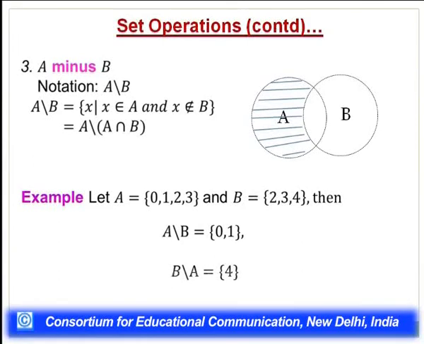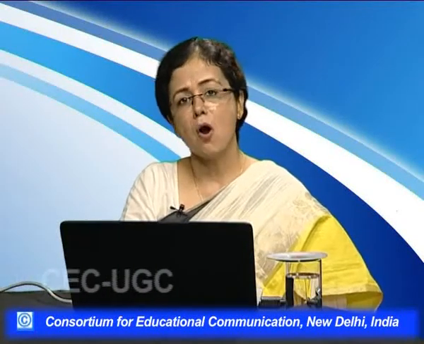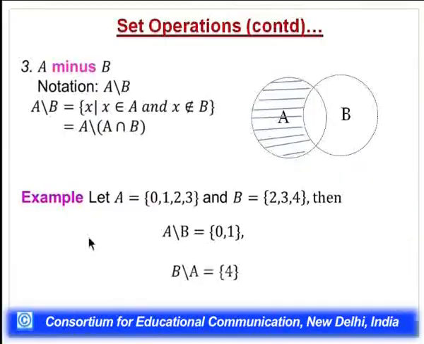Now the third operation is A minus B, where we look at all the elements which are present in A but not in B. The notation for this is A backslash B. In terms of the Venn diagram, it means that you take the set A and remove from this set all the elements that correspond to B, which means that any element in this intersection area would have to be excluded, and therefore what we'll be left with for A minus B is just this shaded area.